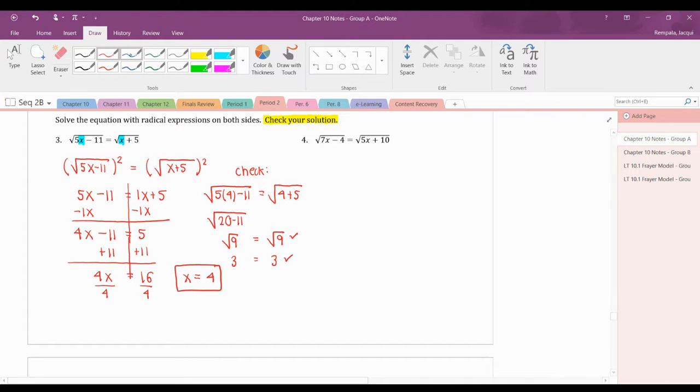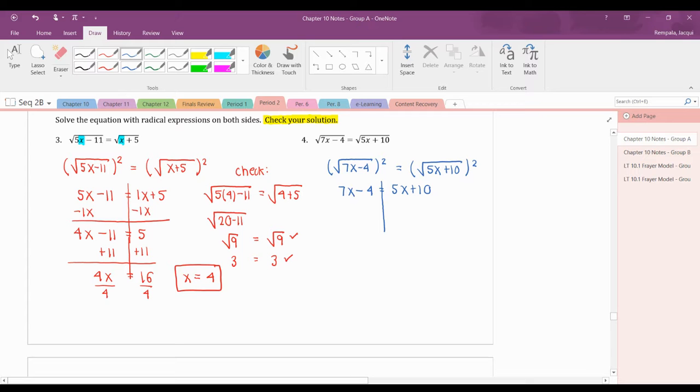So then in problem number 4, same thing. Because there's square roots on both sides, I'm going to take the square root of 7x minus 4 and I'm going to square it. I get to do that to the other side as well. So the square root of 5x plus 10 is going to be squared. When you square a square root, it just turns out to be what was underneath the square root on both sides. So now we have the equation 7x minus 4 equals 5x plus 10.